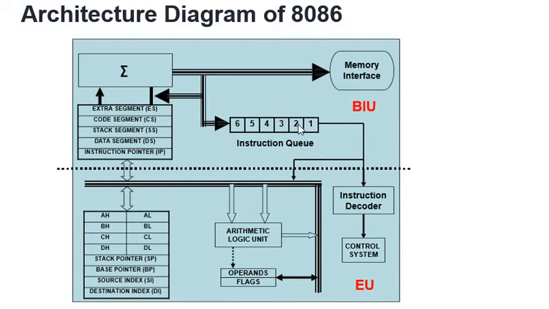The bus interface unit has an instruction queue, as this 8086 has the capacity of parallel processing. So the instruction lines will be taken from the memory and kept ready in the instruction queue. In total, 6 bytes of instruction can be placed in this instruction queue. So whatever instruction lines are taken for execution will be placed here. From this instruction queue, the instruction will be taken to the instruction decoder block.